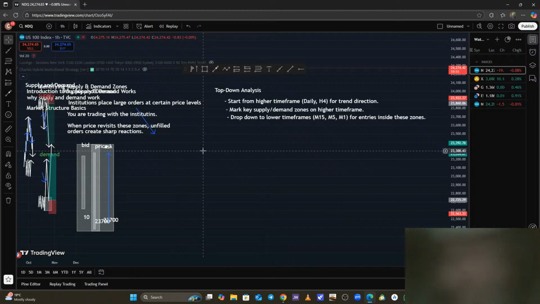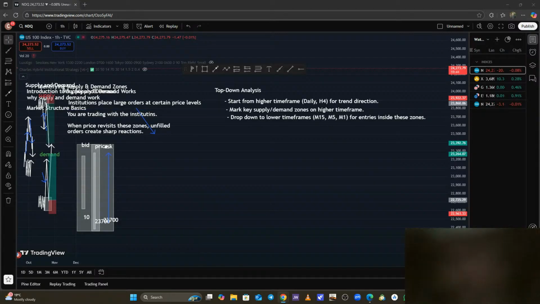So number one, start with higher time frames, the daily or the 4 hours, for trend confirmation. Confirm the trend of the market, where the market is moving. Then number two, mark key supply zones on this higher time frame. Mark the supply and demand zones on the higher time frames.